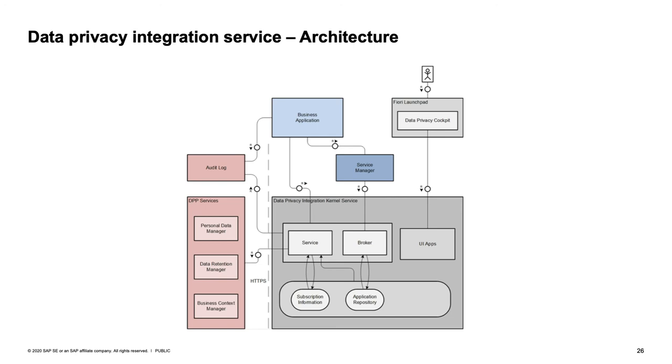To the left, you will see the service and the broker layer. So this is what exposes the API so that you can use the APIs to trigger deletion as well as export of personal data. On the left-hand side, you'll see the different components of the service. So the personal data management component is what helps with the information retrieval use case as such. It's the information framework functionality within the service. Next is the data retention manager capability, which is used for defining the retention rule and for triggering deletion of the data. Finally, there is the business context management, which is the central configuration and lifecycle tool for business purpose.